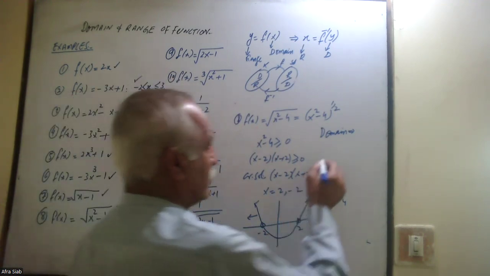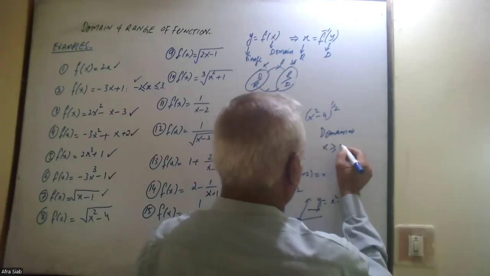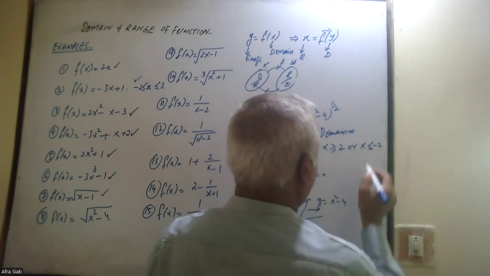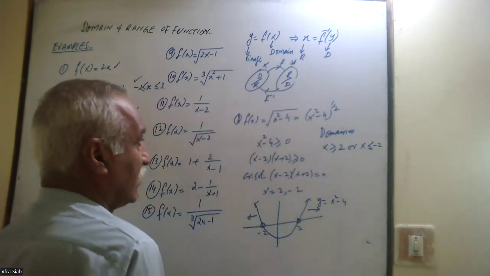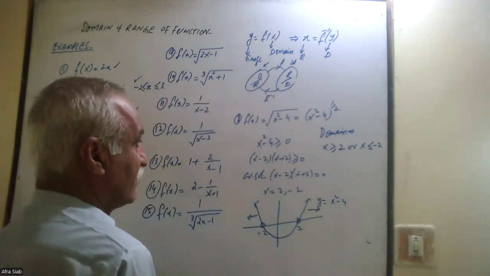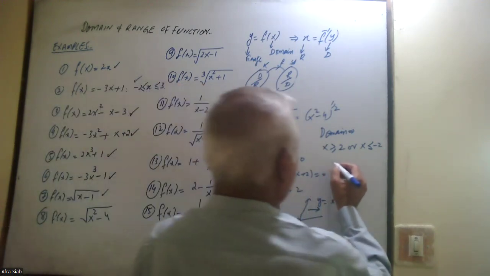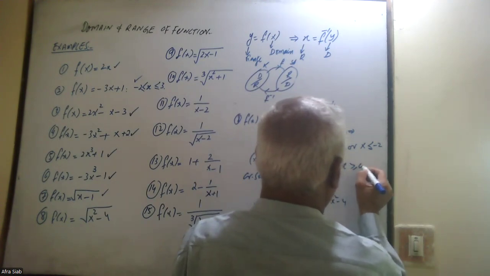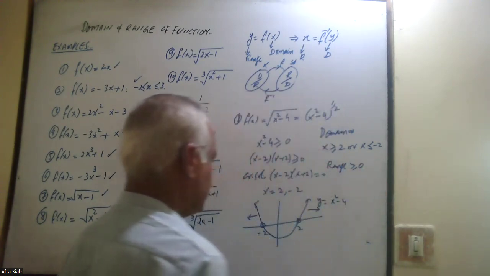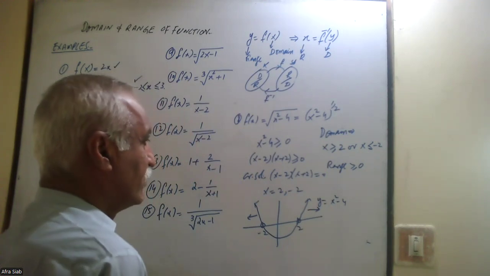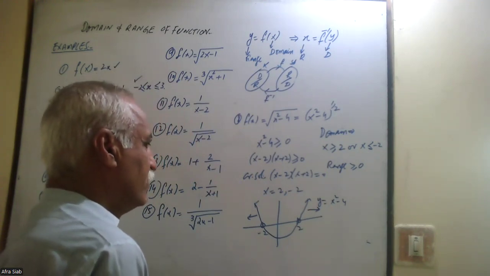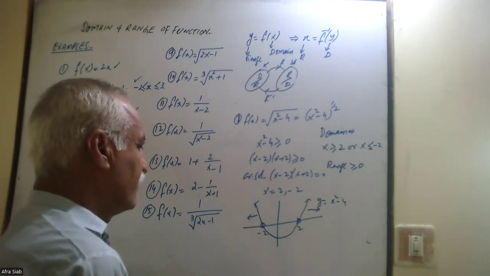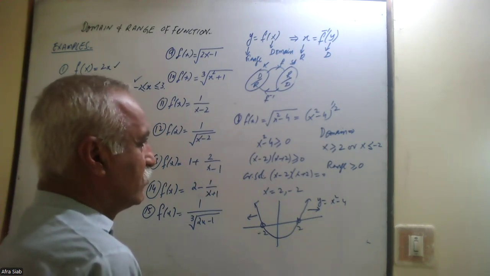So the domain will be x greater than or equal to 2 or x less than or equal to minus 2. And if we have to get the range of this function, then the range of this function is greater than or equal to 0. Because when you put 2, it is 0, and minus 2, it is 0, and after that and before that, all the values are positive. So it should be greater than or equal to 0.